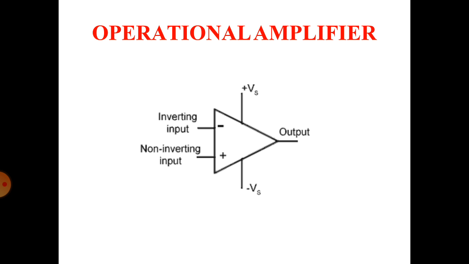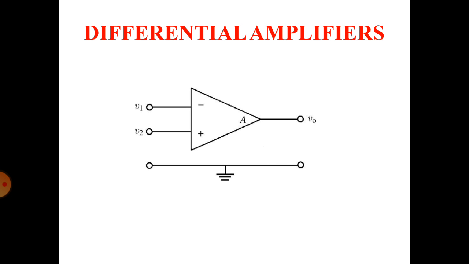So this slide shows the operational amplifier. In that we have two inputs, one inverting input and one non-inverting input. The difference between the two inputs will be the output. So this slide shows the differential amplifier. Here we are giving two input voltages V1 and V2 to the inverting and non-inverting inputs of the differential amplifier or operational amplifier. We can take the output V0. In that we calculate the differential mode gain and average mode gain, and take their ratio to get the CMRR, the common mode rejection ratio.